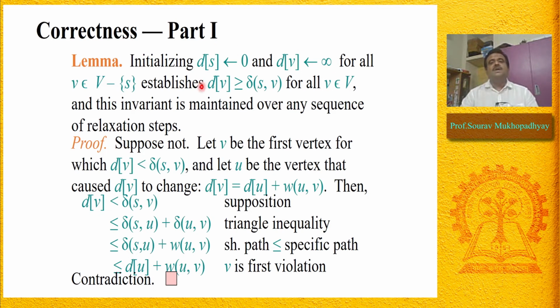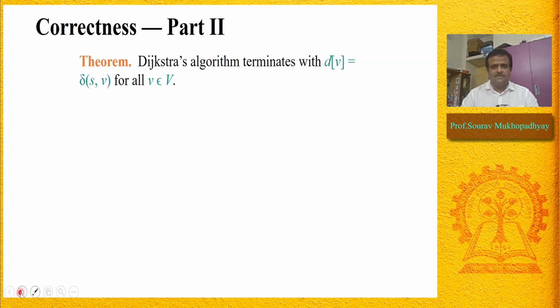So, throughout the relaxation step, or throughout the algorithm, we have this invariant: the key value of a vertex is greater than or equal to delta of s comma v. In the next theorem we will show the key value of a vertex will be equal to delta of s comma v whenever we are adding that vertex to the capital S. So that part is this part. This part is telling us Dijkstra's algorithm terminates with the correct result. When we end the algorithm, the key value of the vertex is delta of s comma v. So this is the correctness.